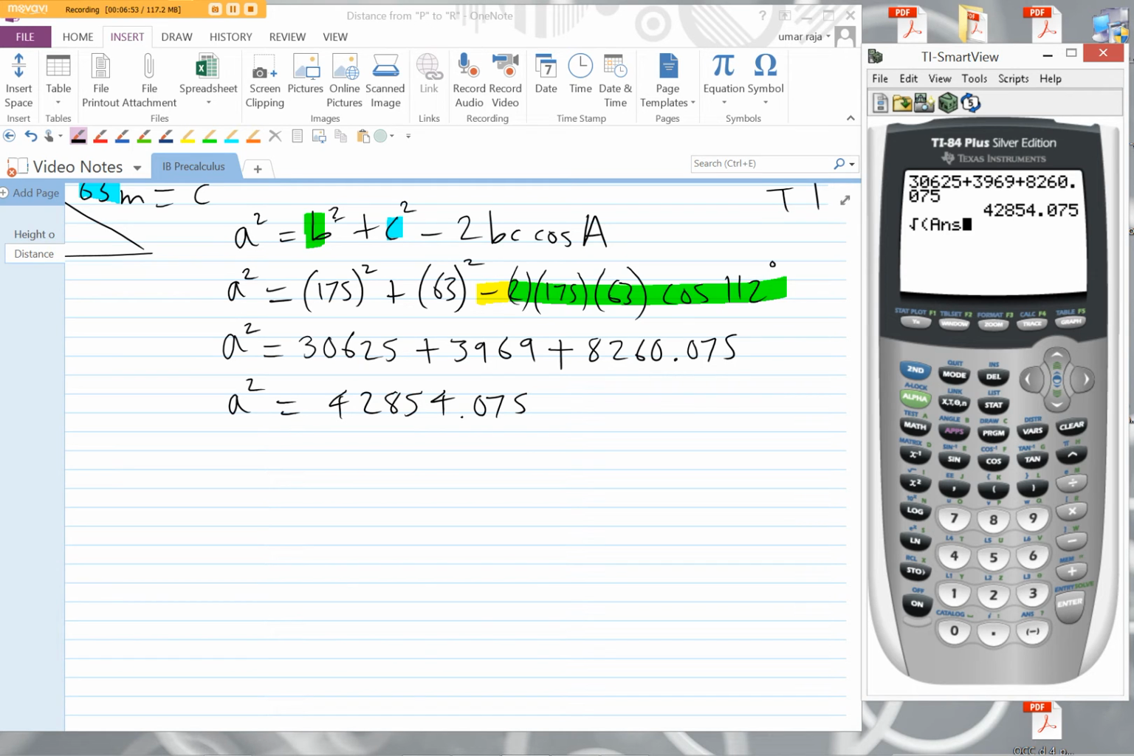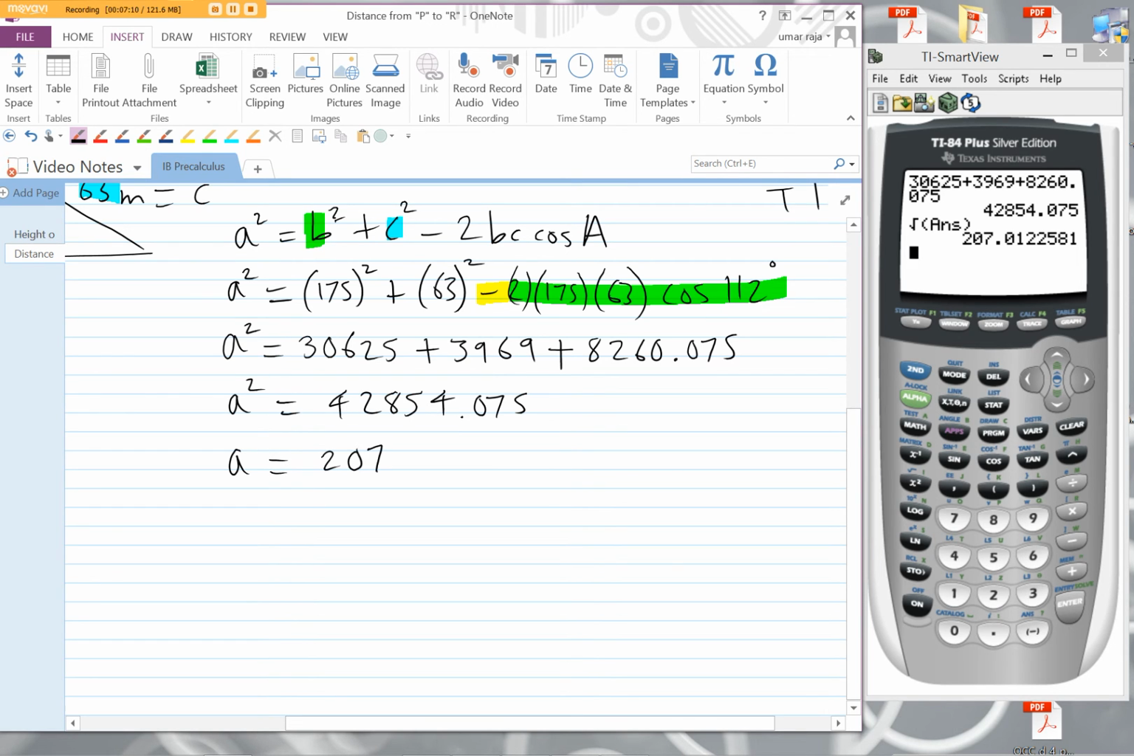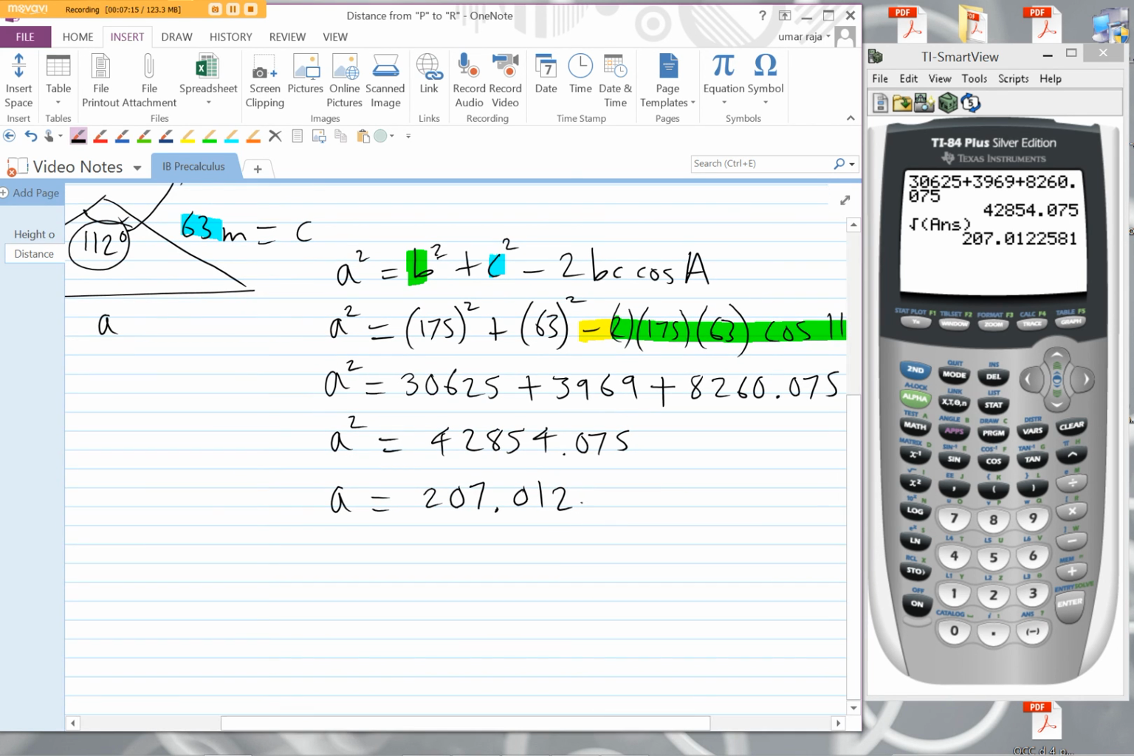You see how it says ANS? That represents the last answer that was on the calculator. So once you put that in, you don't necessarily need to close the parentheses, but I always just do it, it's just a habit. Close that, hit the enter key, and there you go, that's the answer. So A is equal to 207.012 if you round that to 3 decimal places, and of course the units were given in meters, so we're going to make sure that we write that at the end. Okay, alright guys, that's the end of the problem.